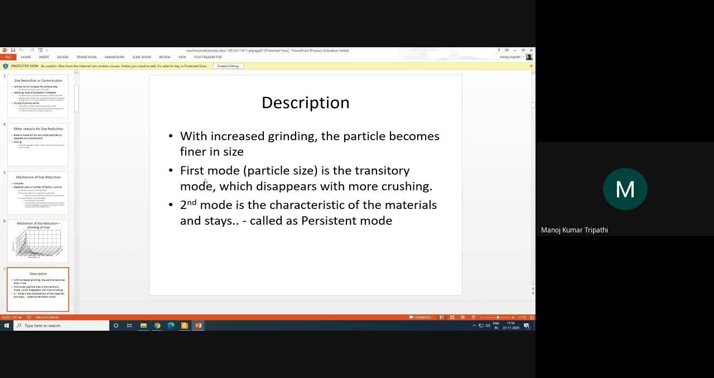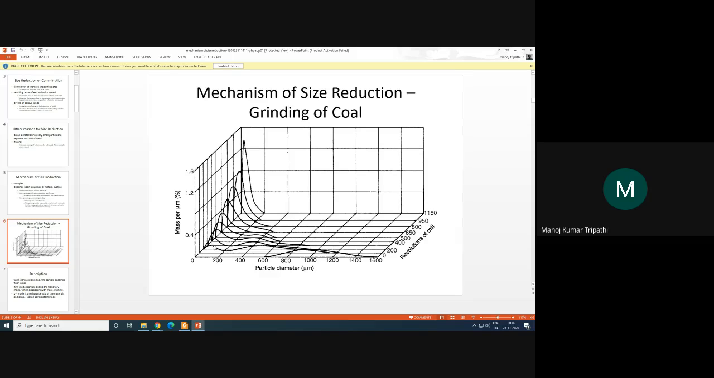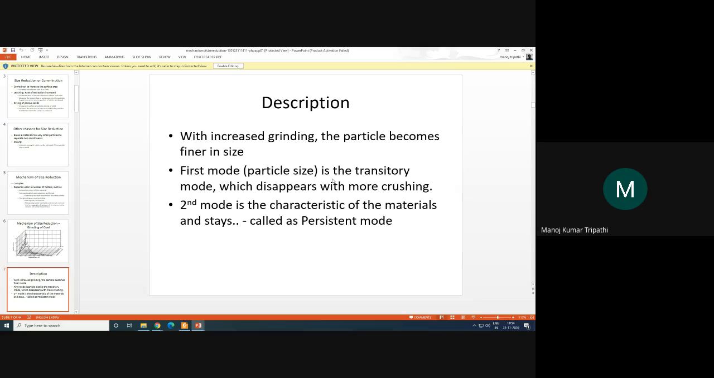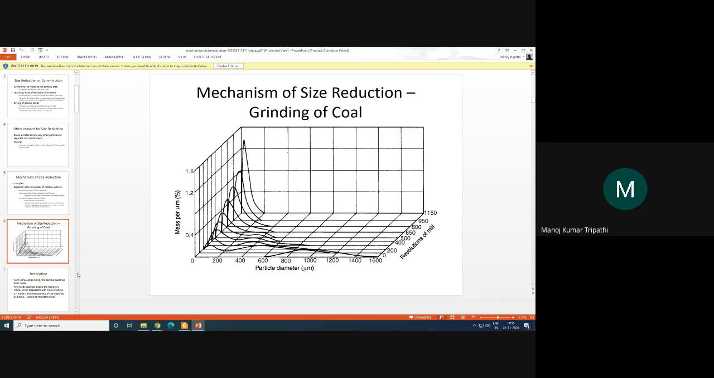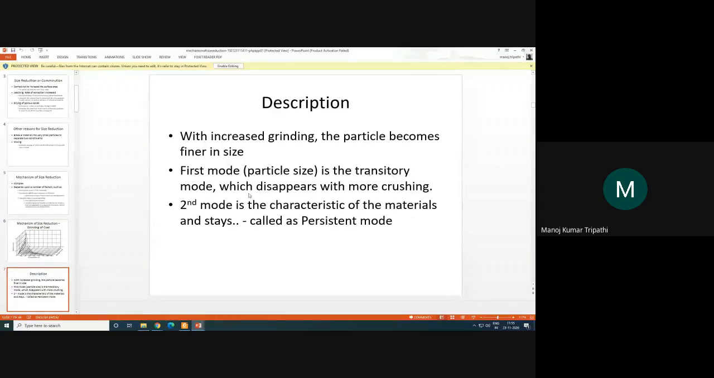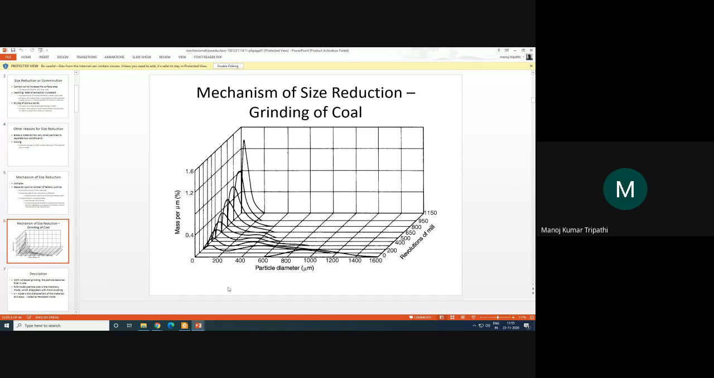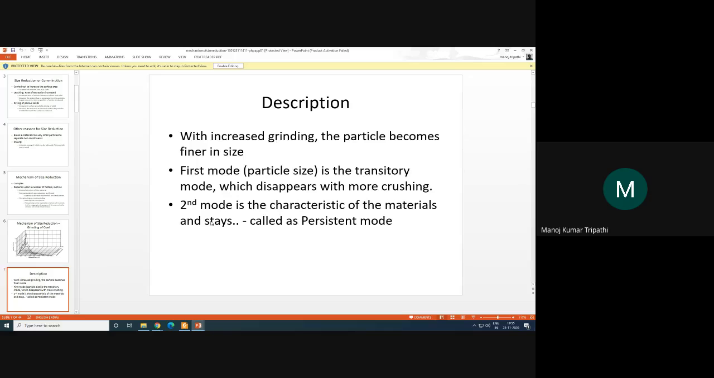So this is known as the first mode. First mode, that is this peak, the first peak. Sorry, that is not the first mode. That is the second mode here, which is the persistent mode that always remains throughout the grinding process. And the first mode is this lower peak, which disappears after some time. That is known as the transitory mode. So this is something special about grinding. Particularly for grinding of coal, these two modes appear. The first mode disappears, and the second mode, the persistent mode, keeps on developing. So more and more particles go there in that range.